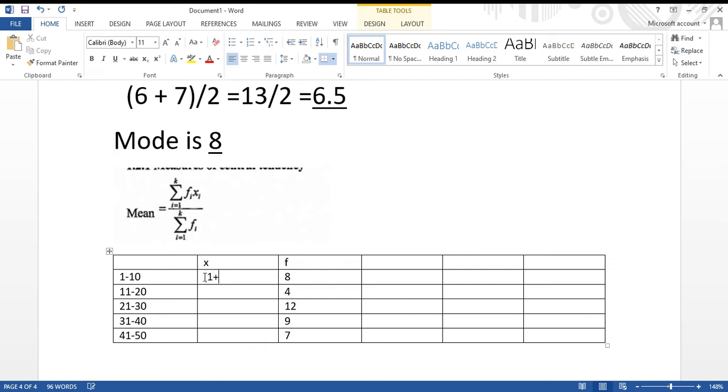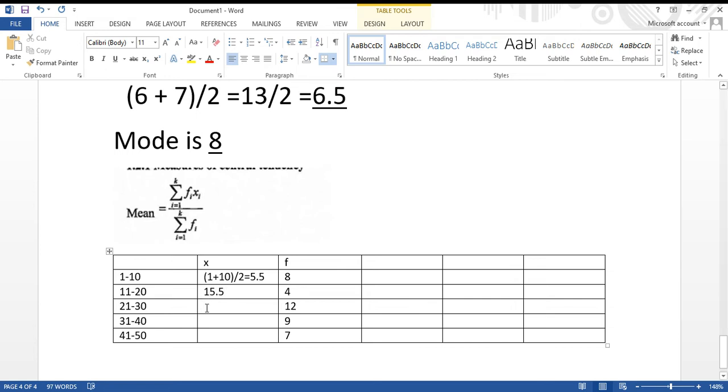So we're going to say 1 plus 10, and then we divide it by 2. 1 plus 10 is 11, and 11 divided by 2, you're going to get 5.5. Then 20 plus 11, we get 31. 31 divided by 2, we get 15.5.